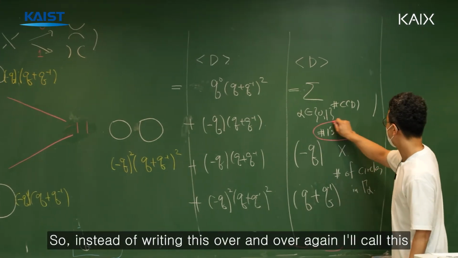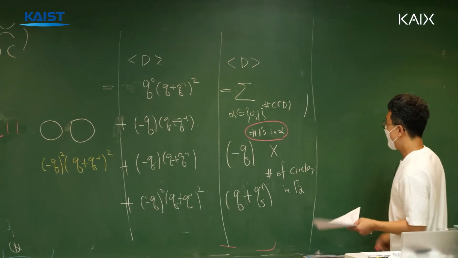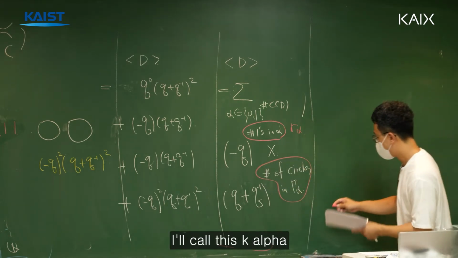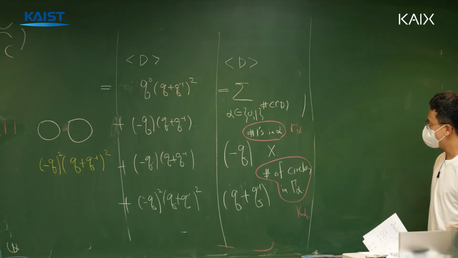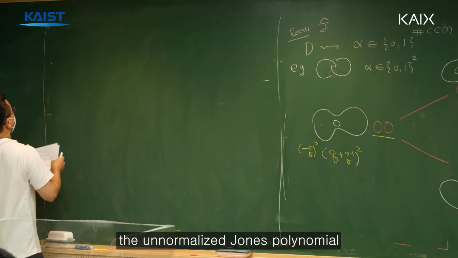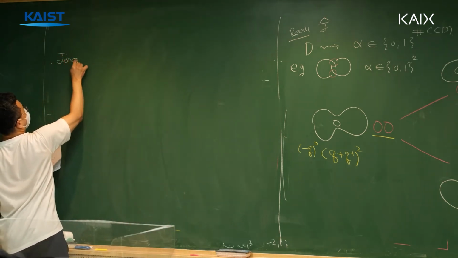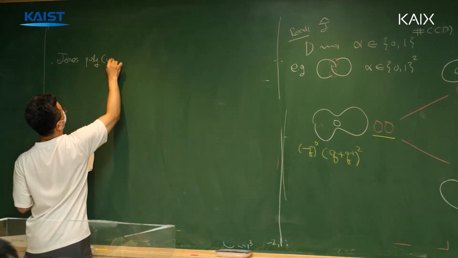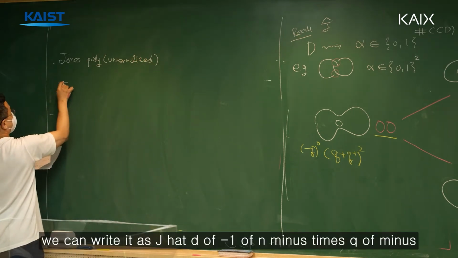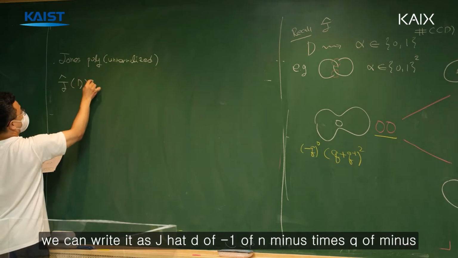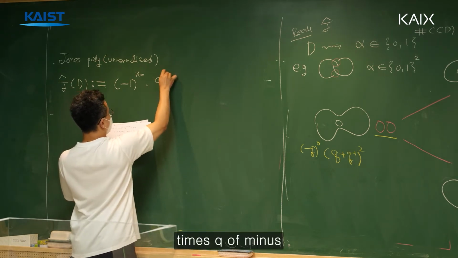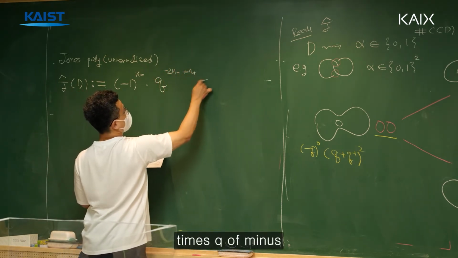So instead of writing this over and over again, I'll call this R alpha. And the number of circles in gamma alpha, I'll call this K alpha. Okay. So using this, the unnormalized Jones polynomial, we can write it as J hat of D equals minus 1 to the n minus times Q to the minus 2 n minus plus n plus times the Kauffman bracket.